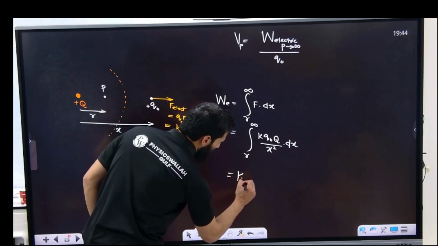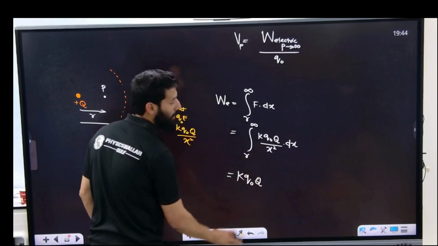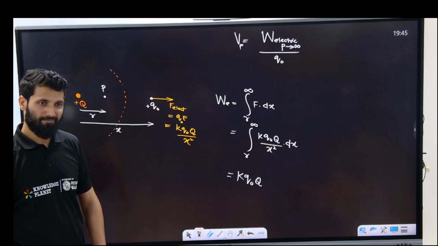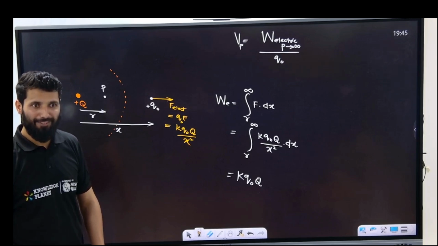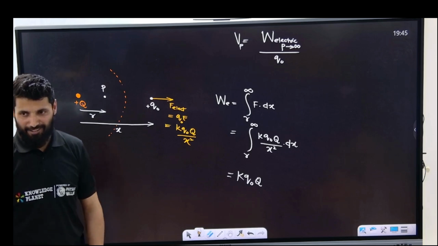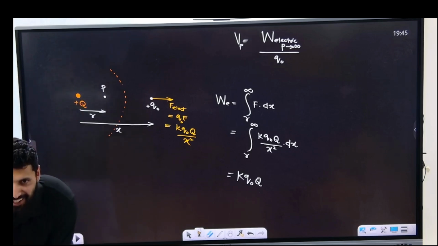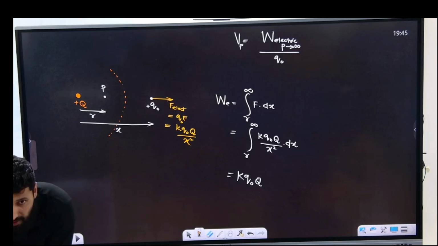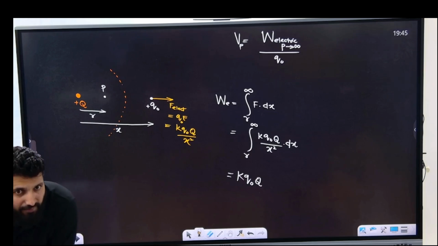Tell me, you are 12th grade students. Now expect the integration directly. The integration of 1 by X square is minus 1 by X. Check it. Everyone try. The integration of X to the power minus 2 is X to the power minus 2 plus 1, divided by minus 2 plus 1, which is X to the power minus 1 divided by minus 1. So it is minus 1 by X. Yes or no? Minus 1 by X.